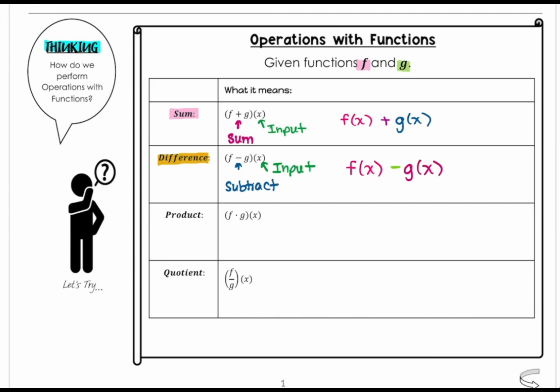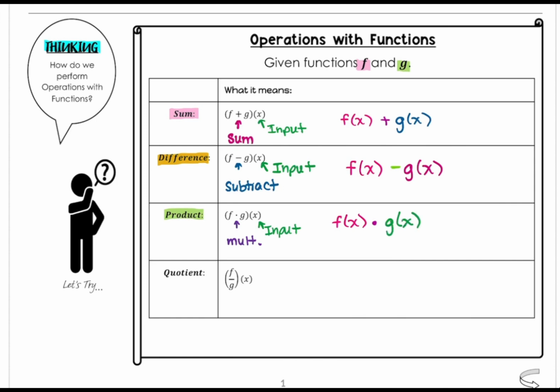We have some sort of product. So again, we have two functions, f and g, that are being multiplied together. We have a given input of x. And for this specific operation, we are taking our function f, inputting that given input of x, multiplying that with our g function with the same given input.